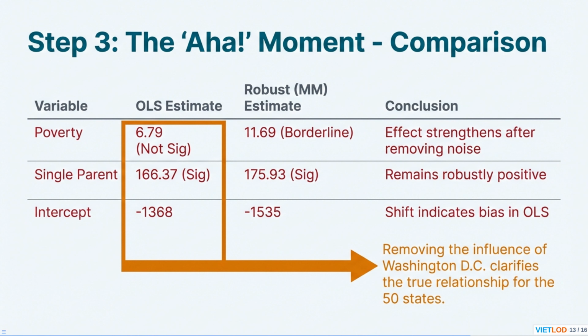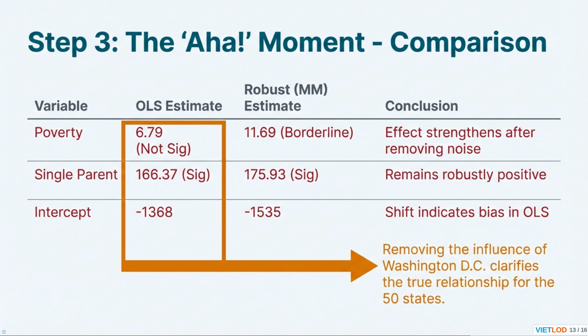For poverty, the OLS coefficient was small at 6.79 and not statistically significant. However, the robust estimate significantly increases to 11.69 and becomes borderline significant. This transformation clearly demonstrates that once the disproportionate influence of DC is removed, the true underlying positive relationship between poverty and crime for the other 50 states emerges, becoming both stronger and clearer. In contrast, the coefficient for single-parent households remains robustly positive and highly significant in both models, confirming its strong and consistent impact regardless of the outlier.